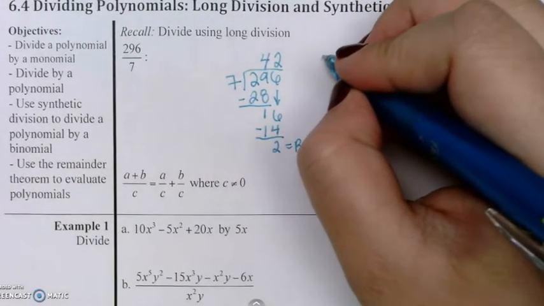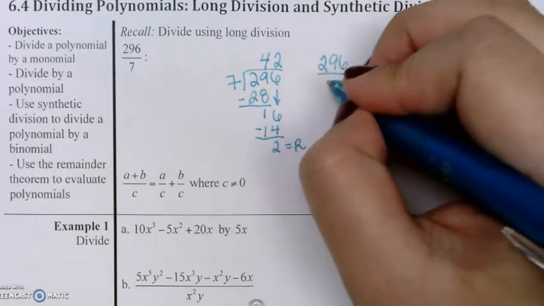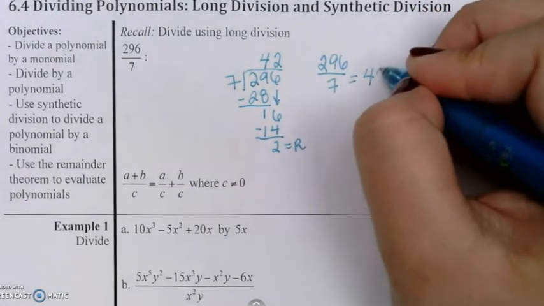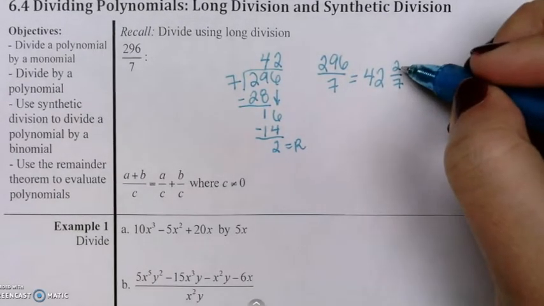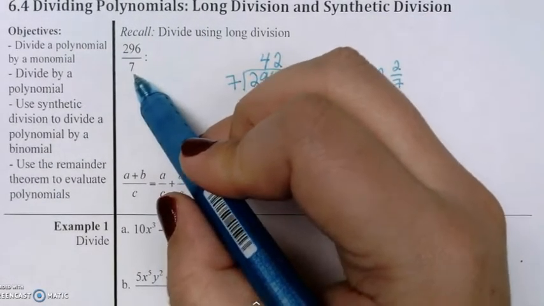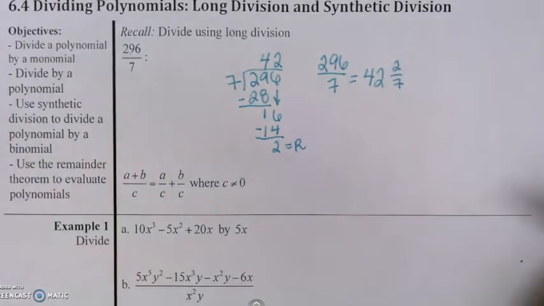So what we can do is we can say 296 divided by 7 is equal to 42 and 2/7. Notice we put the 2 over the 7. We had divided by 7. Our remainder goes over 7.